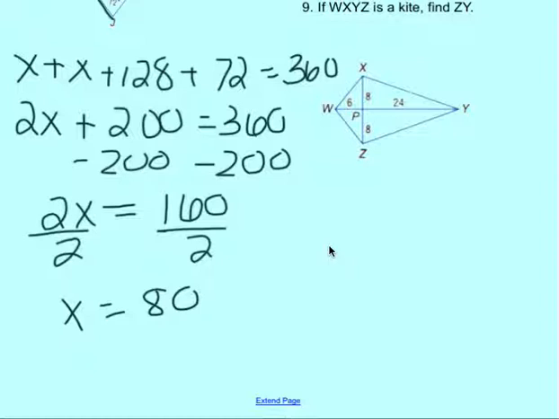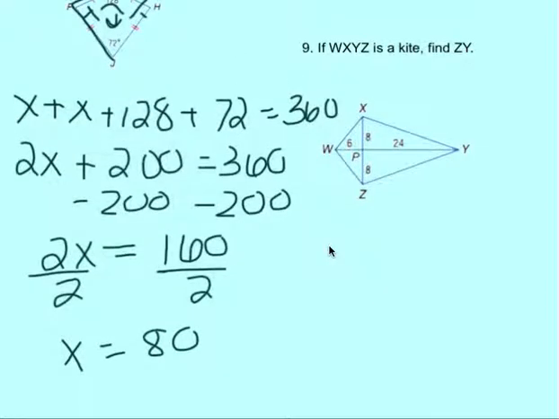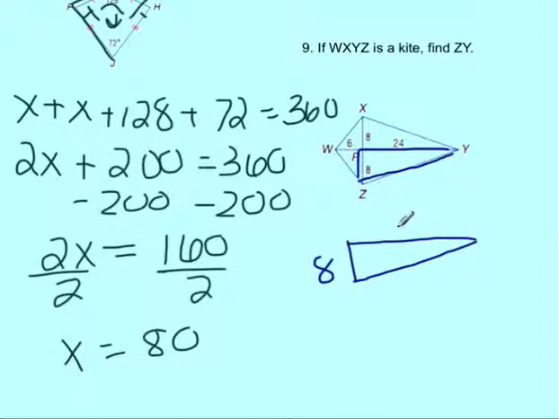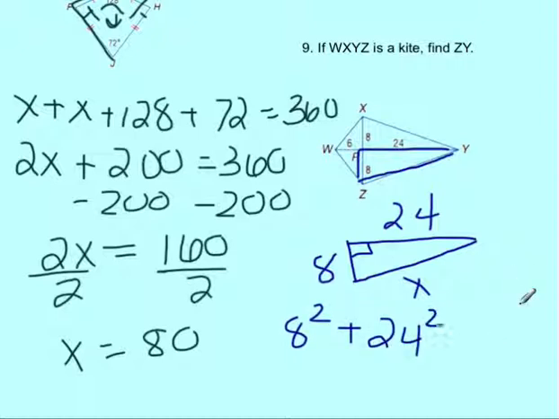Next, let's go ahead and figure this one out. It wants us to find ZY. I notice that right here I'm going to have a right triangle because, again, those diagonals are perpendicular. So let's write that out. I have 8 and I have 24, and this right here is a right angle. That makes x my hypotenuse. Since x is my hypotenuse, 8 squared plus 24 squared needs to equal x squared. So let's solve this for x.